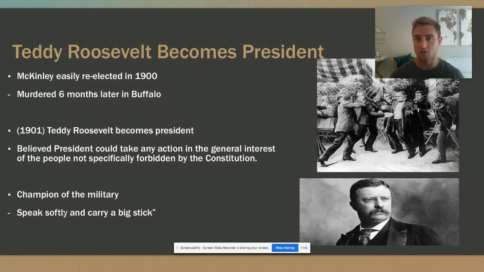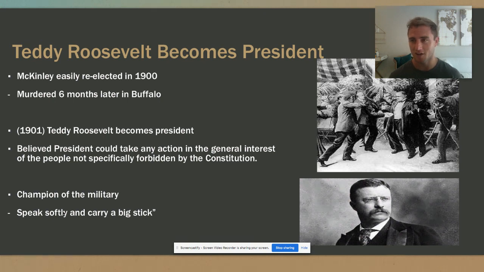Then Teddy Roosevelt becomes president in 1901 because McKinley, unfortunately, is assassinated by an anarchist in Buffalo. He was easily reelected in the election of 1900. Remember, he was elected in 1896 against William Jennings Bryan. That was actually one of our key elections. It was a big election. And he's reelected triumphantly in 1900 because he's a successful president.